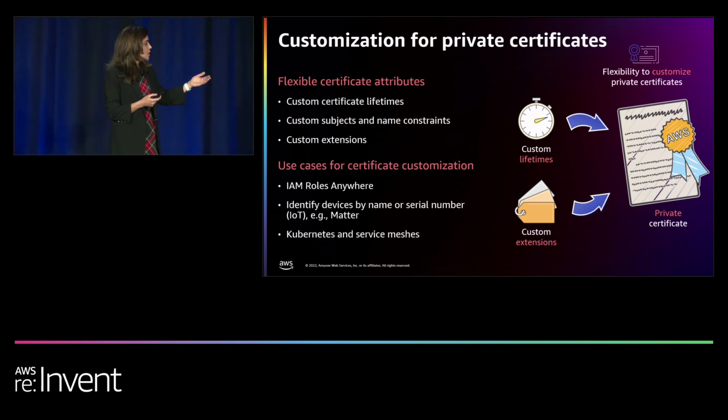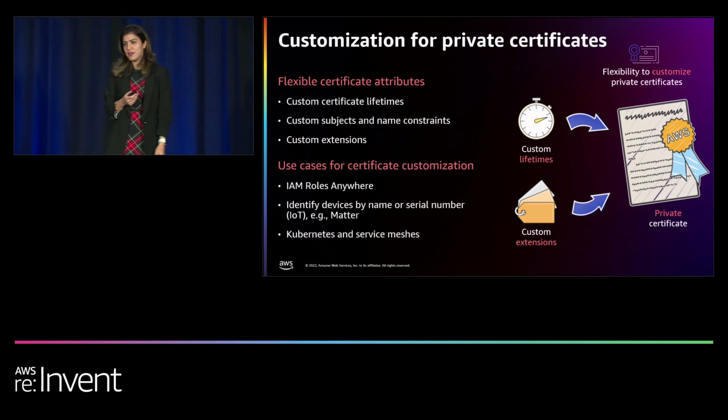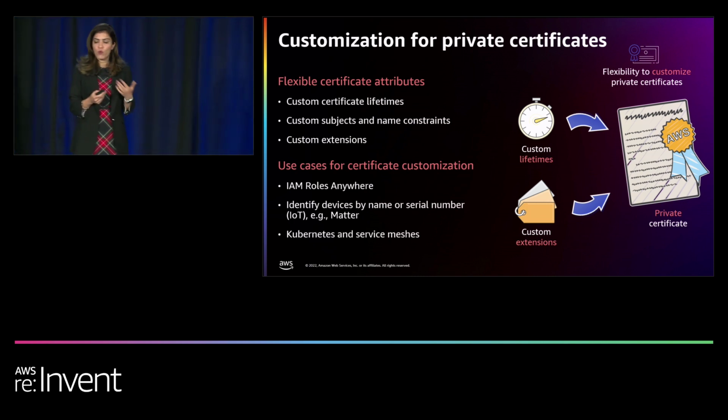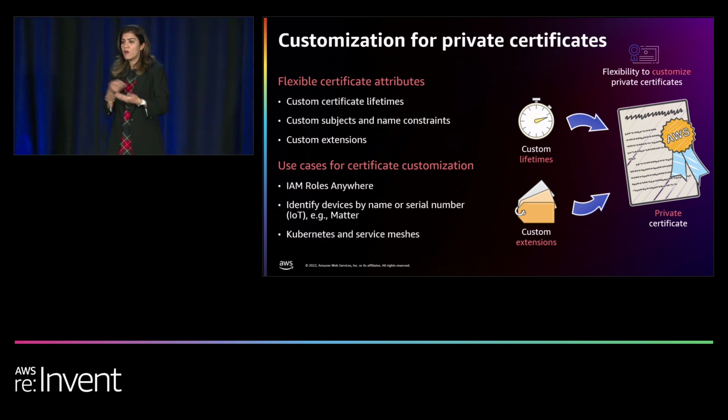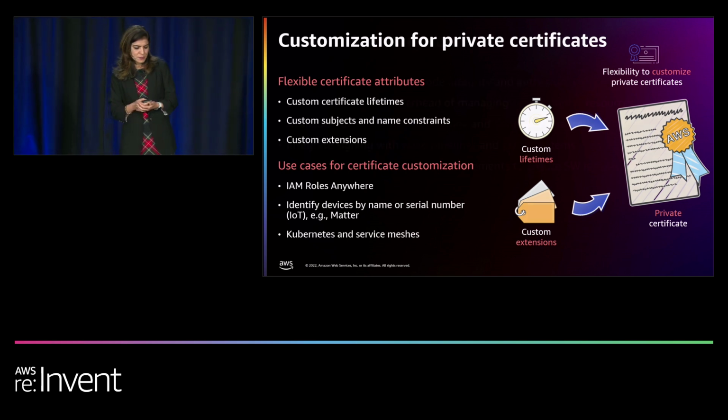And then there are recent integrations that we have done. If you have heard about IAM roles anywhere, where IAM roles can be used on-prem, it requires a trust anchor, which can be an AWS Private CA, and that can be used to make sure you can get credentials from IAM on your on-prem workloads.